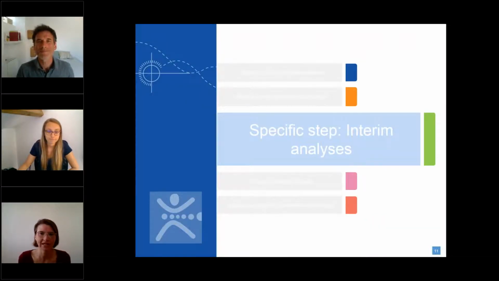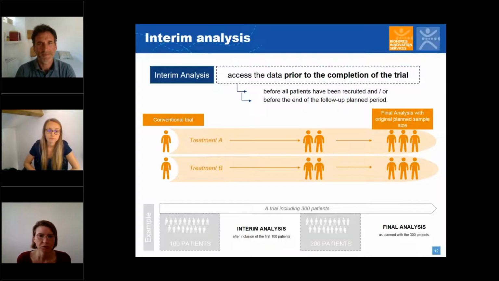Thank you, Hélène. So now we are going to talk about a common specific step in adaptive design, the interim analysis. The prospectively planned opportunity for changes in design or analysis is guided by examination of the data, usually accumulated data at an interim point of the trial. The data used prior to the completion of the trial can correspond to data before all patients have been recruited or data collected before the end of the follow-up plan period.